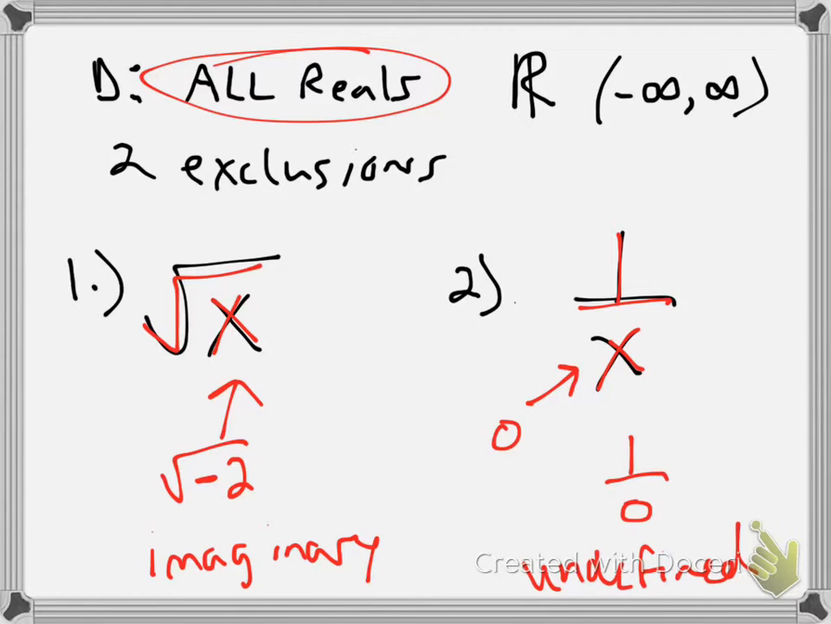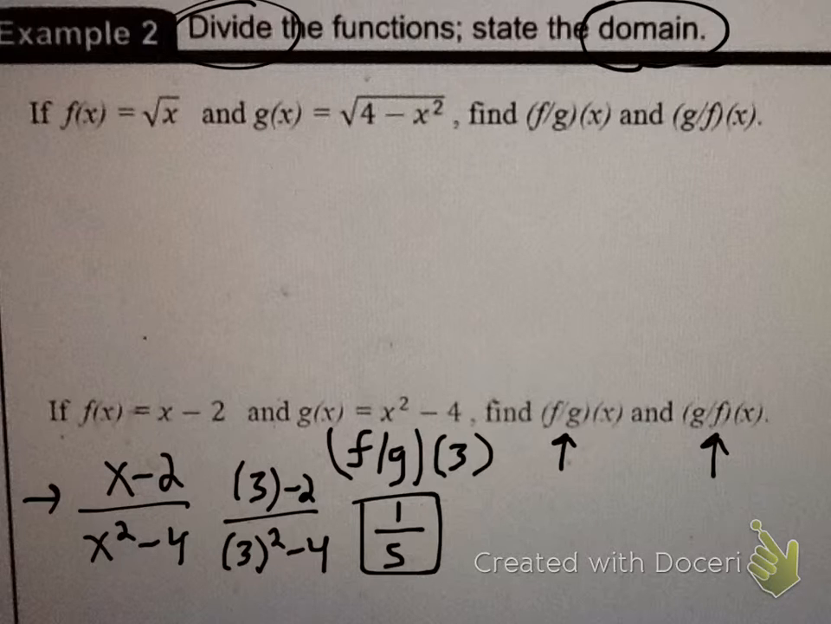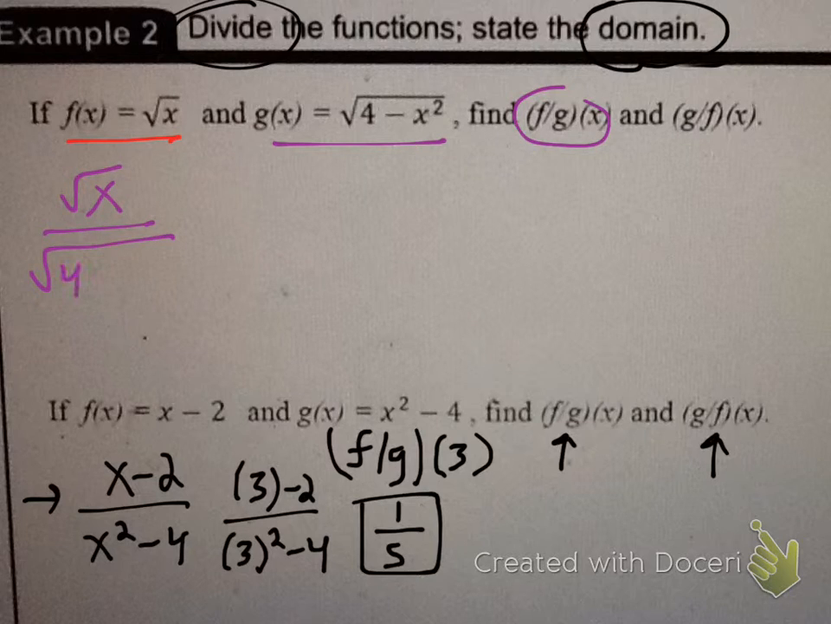So let's go back and take a look at this. So I have f of x equals square root of x, and g of x equals 4 minus x squared, all under a square root. You can see that square root has already come into play, and when I set up my f over g function, so square root of x over the square root of 4 minus x squared, now I've got x in the denominator of a fraction, and I've got x under a square root. So we're going to have some restrictions on our domain. So let's check it out.